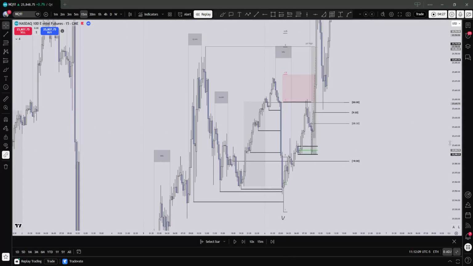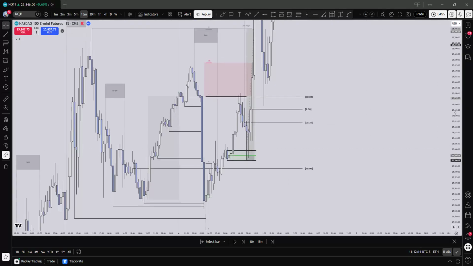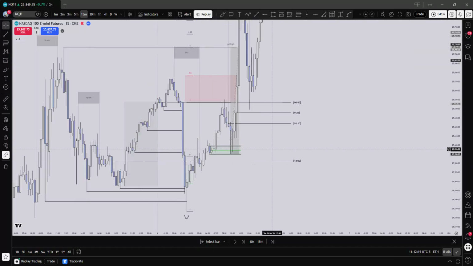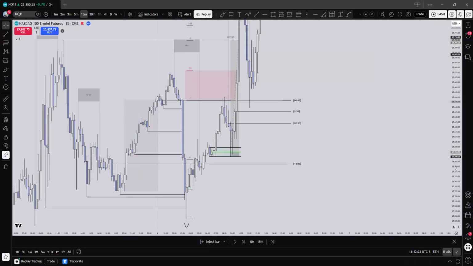I think when you guys are taking continuations, you should wait for a reaction, not necessarily limit. I'm saying this because this will heighten your win rate and it'll give you more confirmation. Don't be afraid to miss out on a move just because you didn't limit on it. You're going to lose more than you win if you limit just every single PD array.